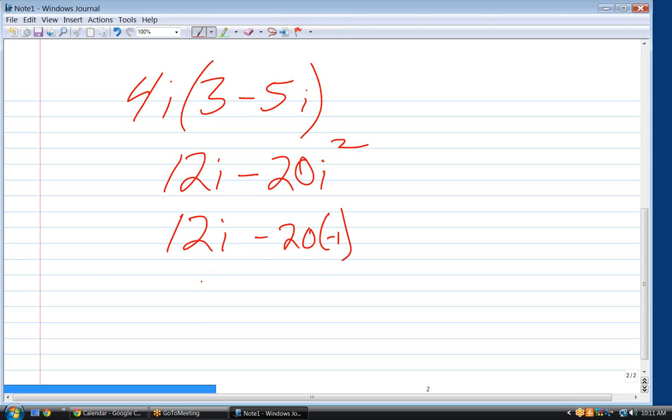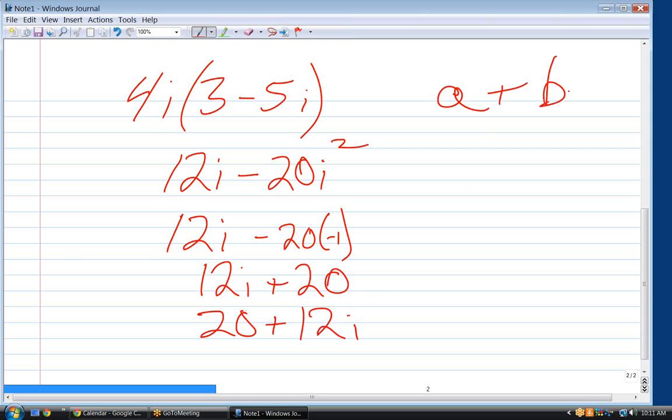So 12i plus 20. Okay, now put it in a plus bi format. So 20 plus 12i. That's it. In a plus bi format, you need the real number first, and then the real number coefficient of the imaginary part. All right. What else? Let's do another one of those.